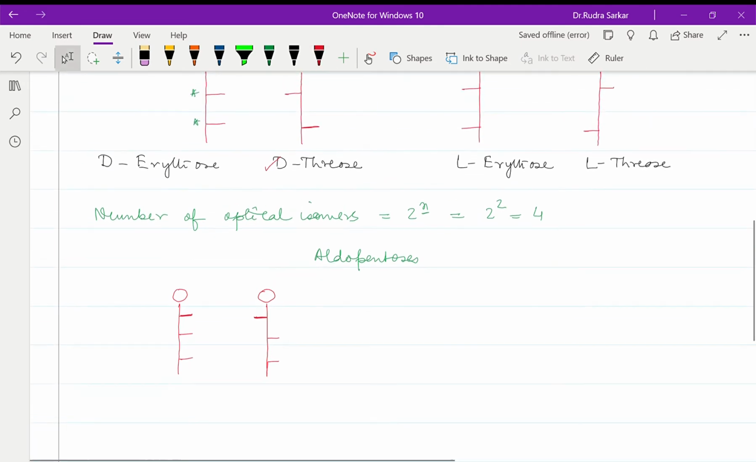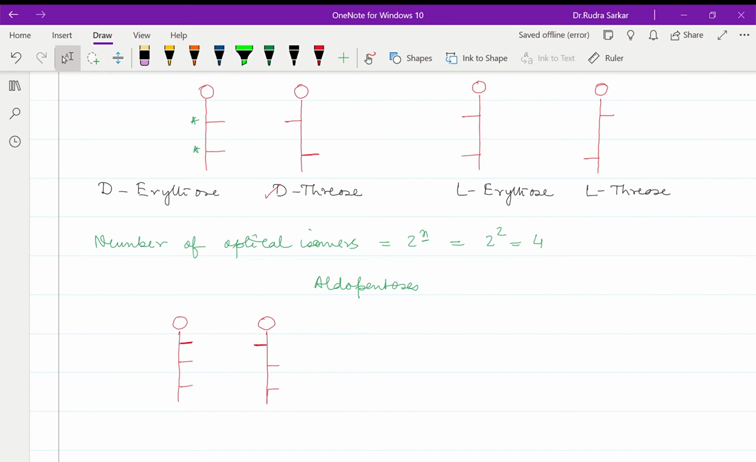Now let's check the D-threose. So to begin with, a D-threose like that and like that. If you put one OH group over here, this is one possibility of aldopentose. What is the other one? Like that you have, okay, put the OH group on the left hand side. So now one can say from the erythrose we are getting these two molecules, and from the threose we are getting these two molecules.